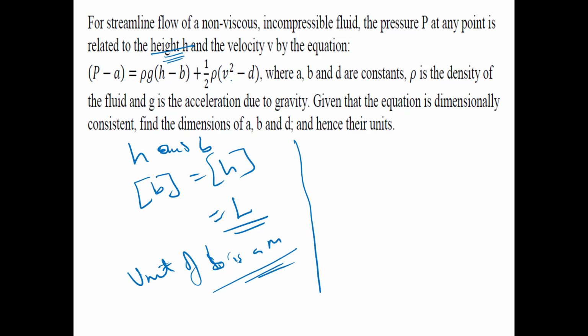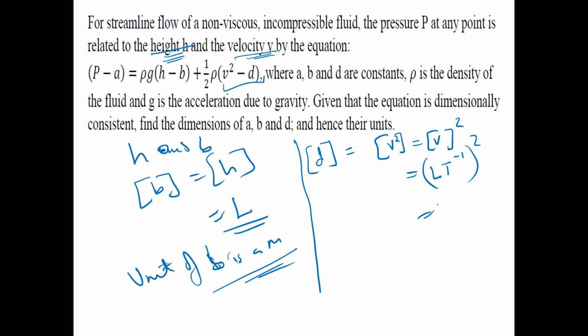Lastly, the D is here. So since we're adding or subtracting, the V squared and the D must be having the same units, meaning therefore that the dimensions of D are the same as the dimensions of V squared. And this is the same as the dimensions of V outside brackets like that. What is the V? V is the velocity. So you simply have this one as LT power negative 1 in brackets squared. So this is the same as L squared T power negative 2. And hence the units of D are meter squared per second squared. That is the SI base unit of D.